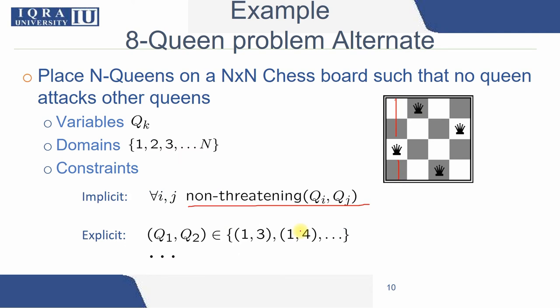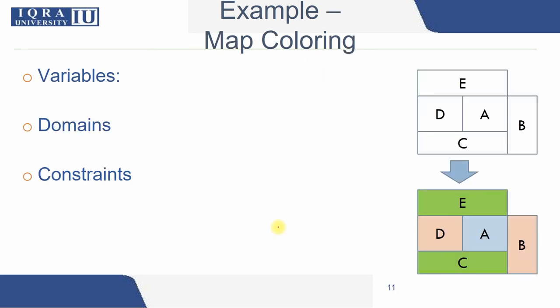Another example, which is a very popular example, is called the map coloring problem. The map coloring problem is as follows: you are given a map, and every map has some neighbors. What you have to do is color that map. But the constraint here is that two neighboring variables, or two neighboring tiles, or regions, should not have the same color.